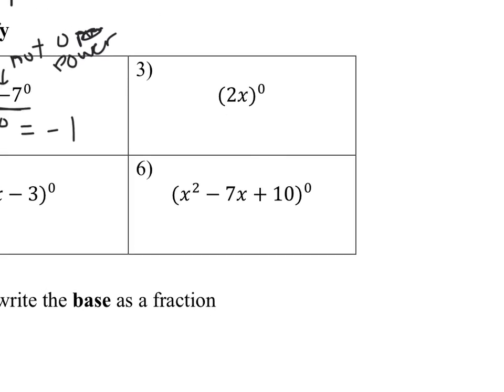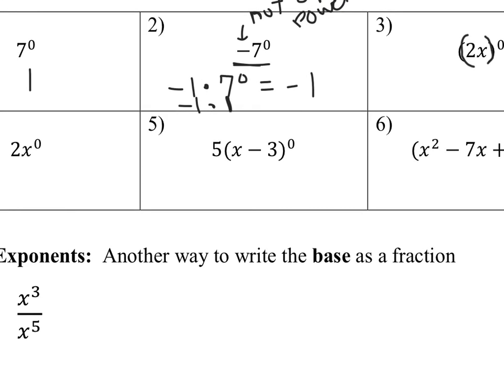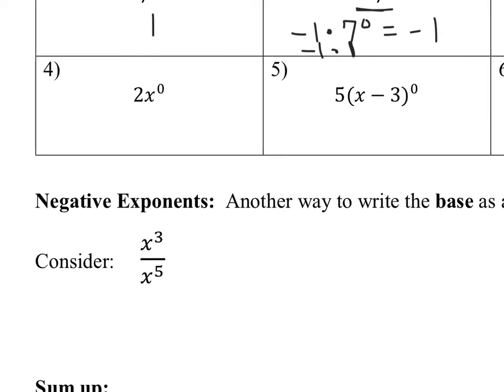This one, however, these parentheses, like we said yesterday, the parentheses means that all of this is all together being raised to that 0 power. So that is 1. Because that 0 is on the outside of those parentheses, so everything in those parentheses is 1. This one is different. There's no parentheses here. So this is 2 times x to the 0 power. So it's 2 times 1 or 2.